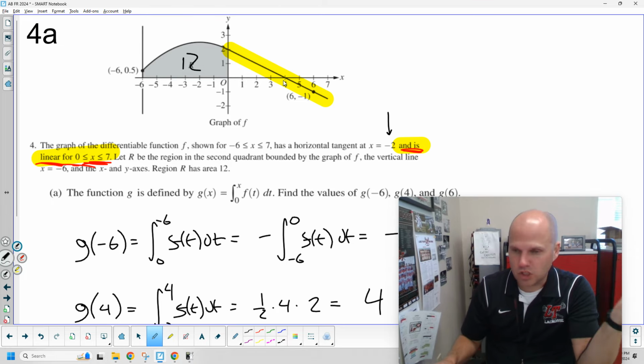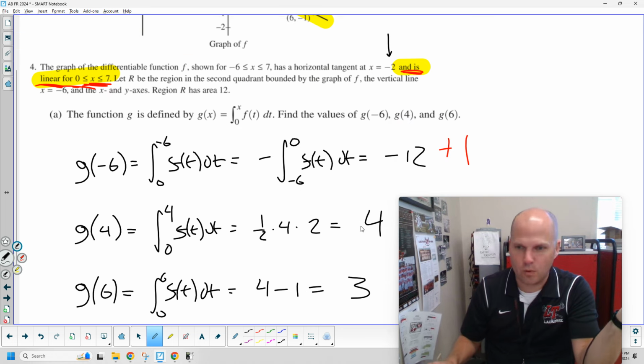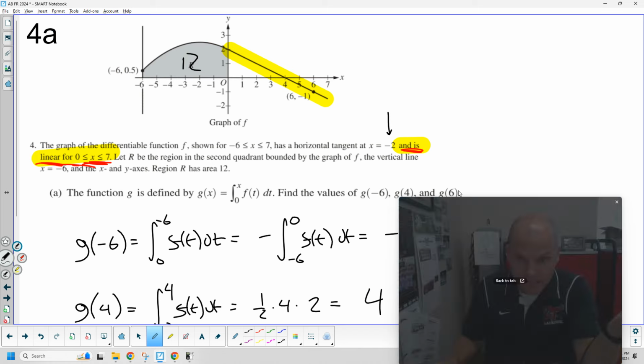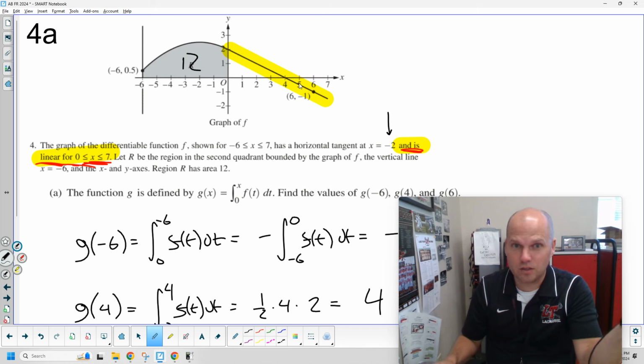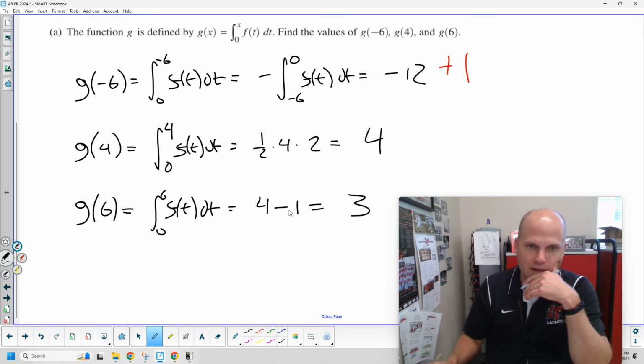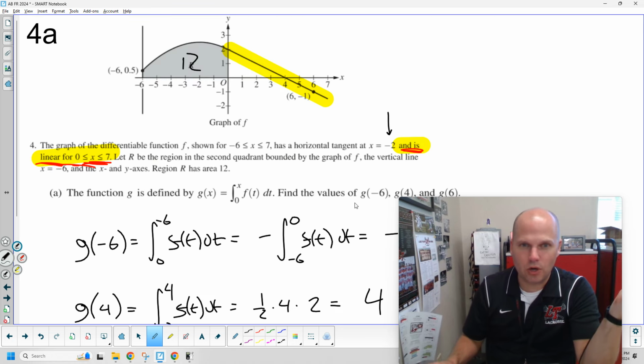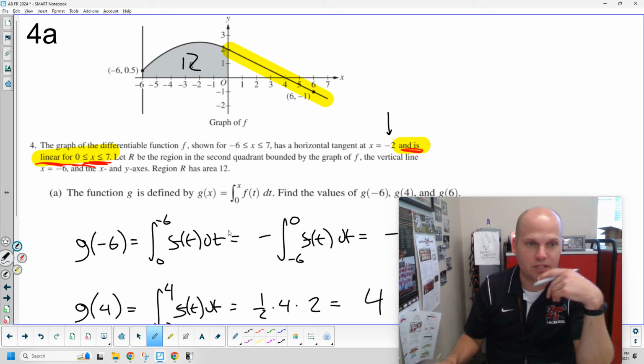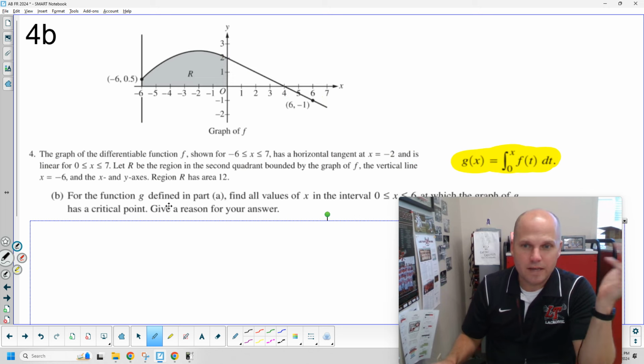0 to 4, it's just a triangle. Base of 4, height of 2, it's going to be 4. 0 to 6, it's going to be this triangle minus that triangle. That'd be a negative area, a negative accumulation. We got 3. So not bad. You're not going all the way to 7. You're stopping at 6. Now they changed it up.